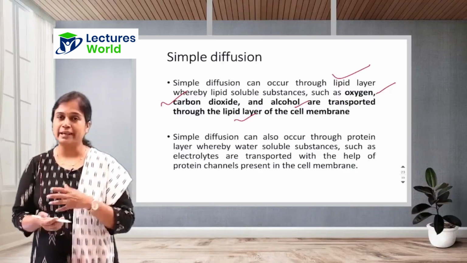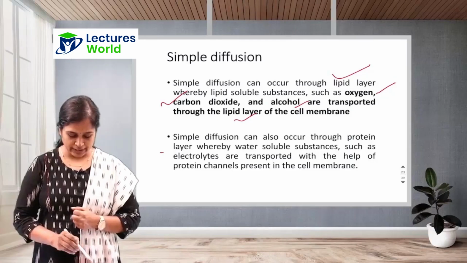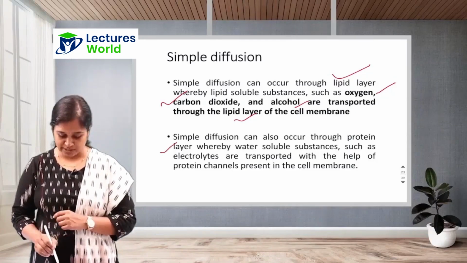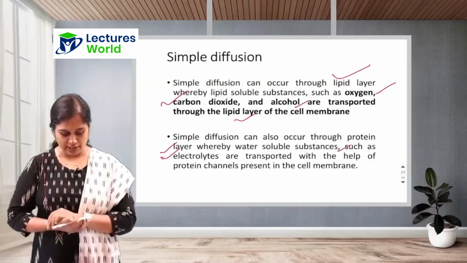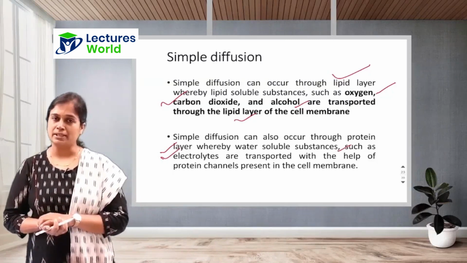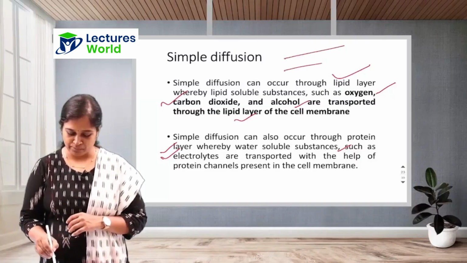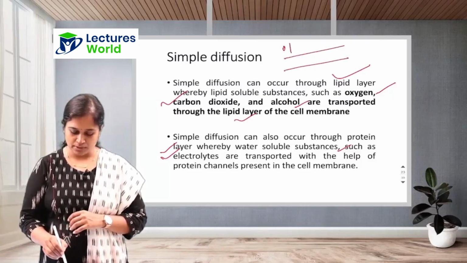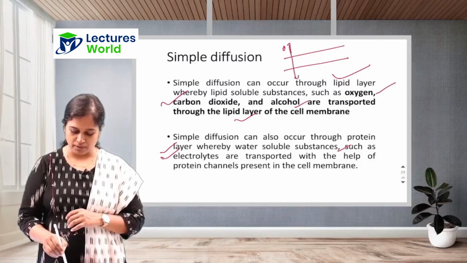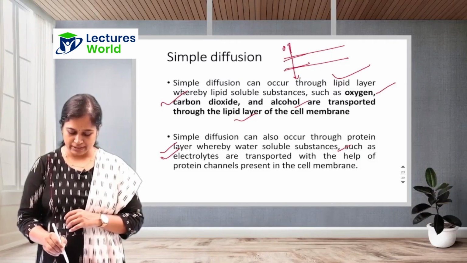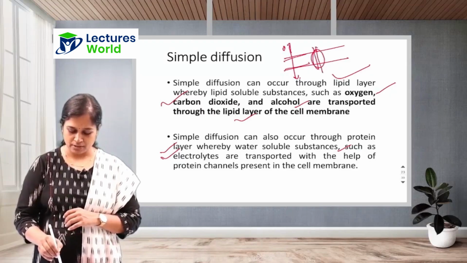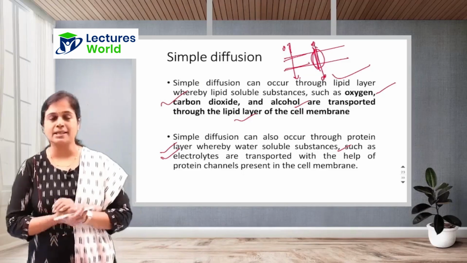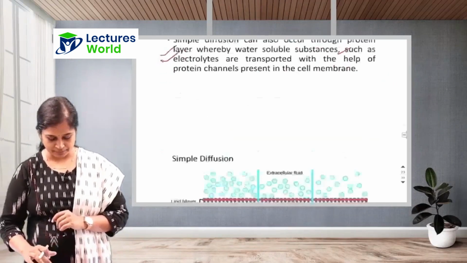Now simple diffusion can also occur through the protein layer, whereby water soluble substances such as electrolytes are transported with the help of protein channels present in the cell membrane. So simply, this is the membrane, and the molecules are transporting from here to here through the lipid bilayer, so that is called simple diffusion. The other thing is this protein channel, the molecules transport from here to here. So that is again an example of simple diffusion.